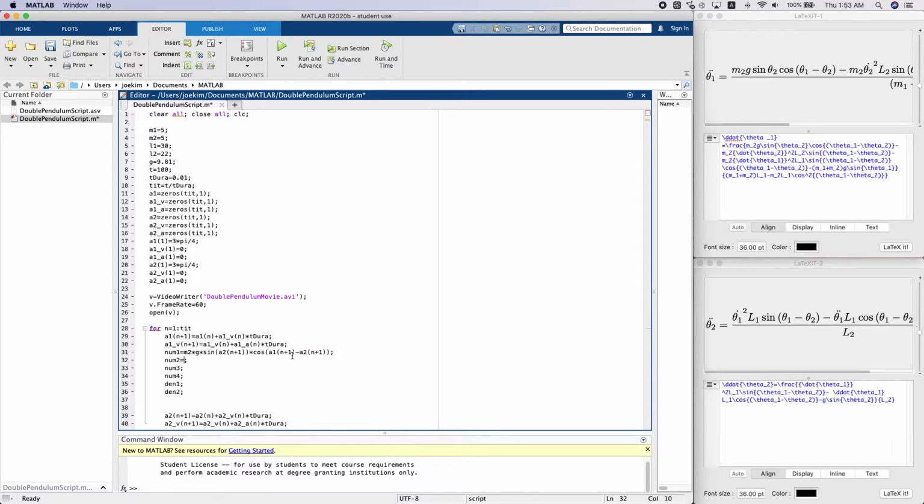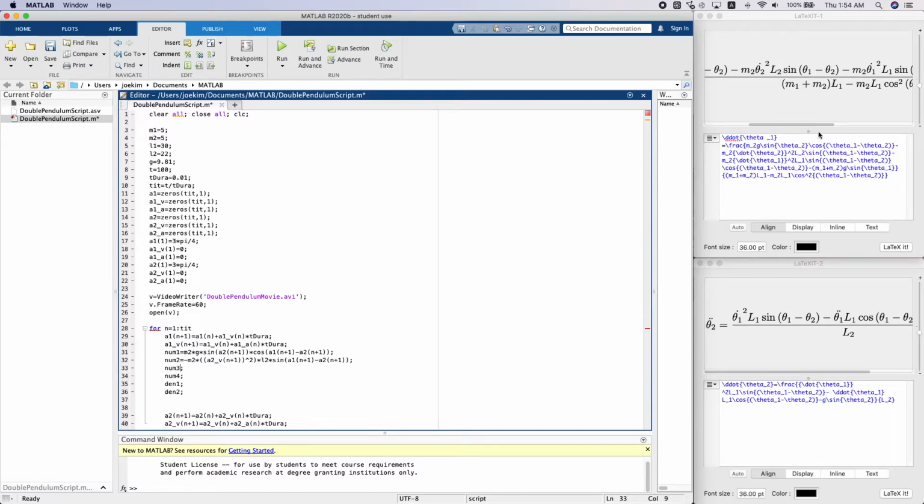Now let's look at numerator 2. Numerator 2 would be minus m2 times, so it's going to be our second term here, times something squared, and that something would be the angular velocity of angle 2. So a2 under bar v, and we're going to need another bracket, like that, squared, times L2, times sine of a1 minus a2. Now again, we need the n plus 1 for a2 velocity, a1 of n plus 1, and the same for a2 of n plus 1.